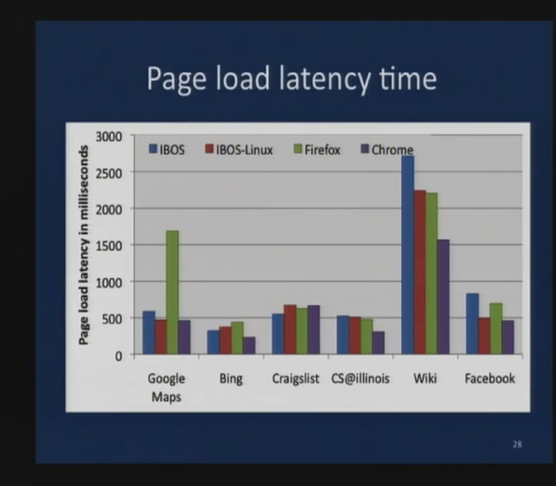In addition to assessing security, we also measured performance. The way we measure performance is by measuring page load latency time, which is the time it takes from when you click go until the onload event fires inside your browser. On the y-axis shown here, we have page load latency time in milliseconds. On the x-axis, we have the 6 different websites that we tested: Google Maps, Bing, Craigslist, CS at Illinois, Wikipedia, and Facebook.